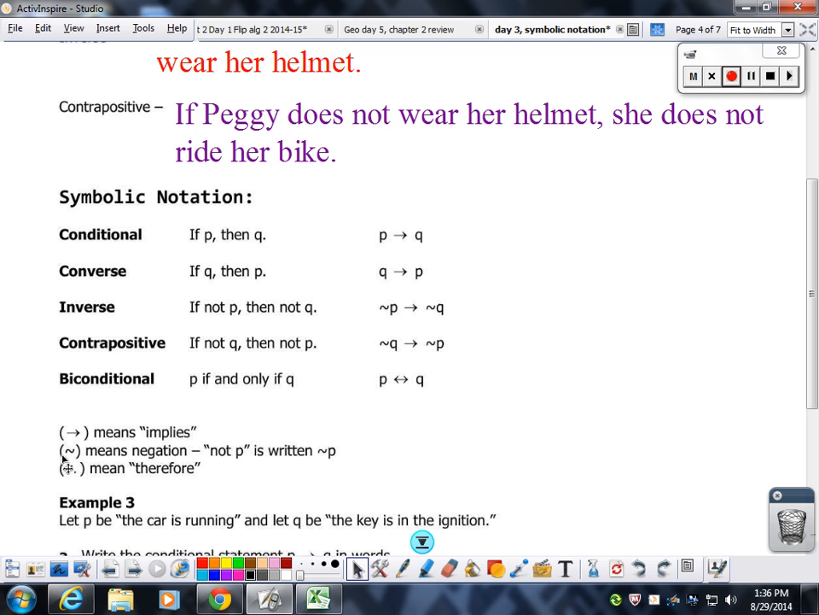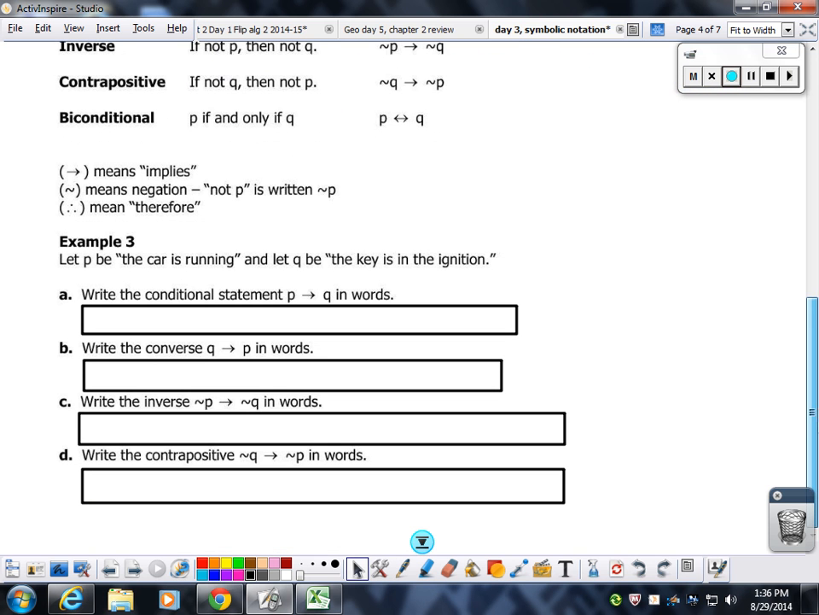What's not written here is the three dots in the triangular pattern means therefore. You'll see that when we're doing the law of syllogism or law of detachment. We'll use the therefore symbol to let you know that that's a conclusion coming. So let's take a look at an example here.